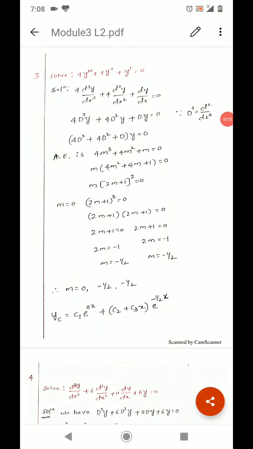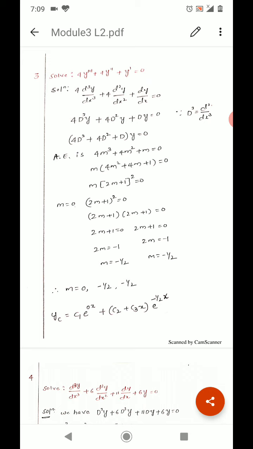This is the next problem: 4y''' + 4y'' + y' = 0. So this can be written as 4 d³y/dx³ + 4 d²y/dx² + dy/dx = 0. Again, this is written in terms of capital D, that is 4D³y + 4D²y + Dy = 0. Since y is a common factor, we will write this as (4D³ + 4D² + D)y = 0.